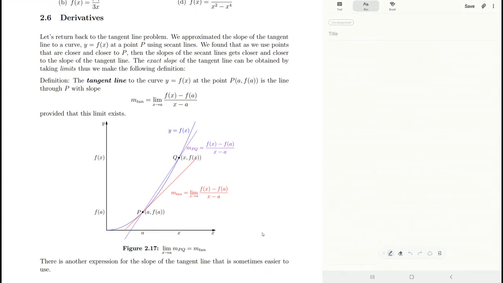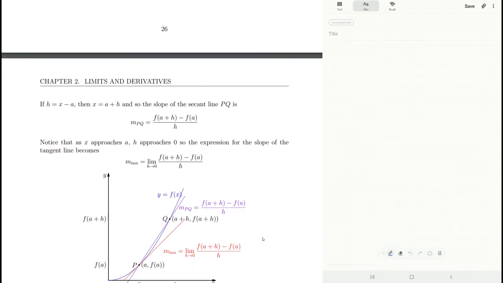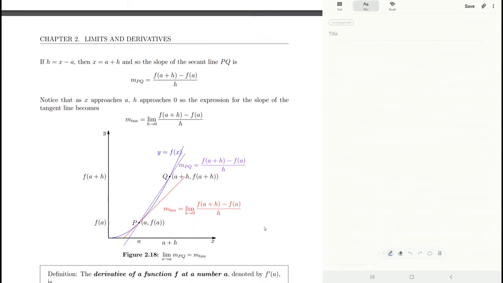Now there is another expression for the slope of the tangent line that is somewhat easier to calculate. So let's also have a look at another formulation for the slope of this tangent line. So if we let the variable h be x minus a, then if you rearrange this equation, we can also have that x would be equal to a plus h. And if we substitute these into the slope of the secant line through P and Q, we end up with this formula. We get f of a plus h minus f of a, all divided by h.